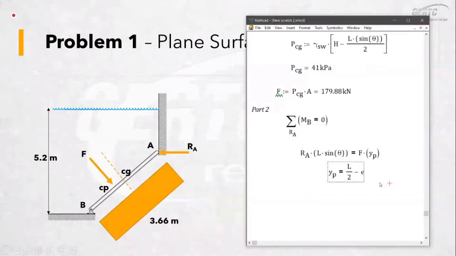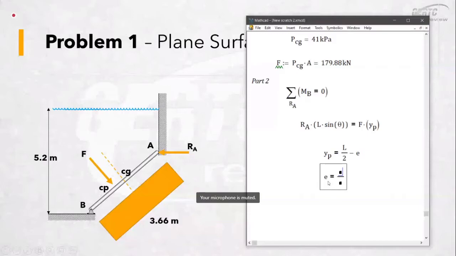Diri na to nakuha atong length. Ang atong eccentricity, right? Ang atong eccentricity shall be calculated through this formula. Eccentricity is equivalent to inertia over area times the y bar. Okay? Alright. So eccentricity is equal to inertia over area times the y bar.